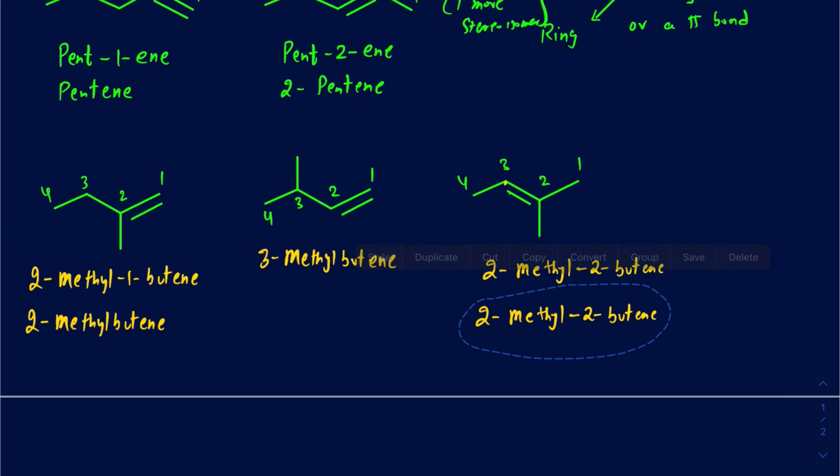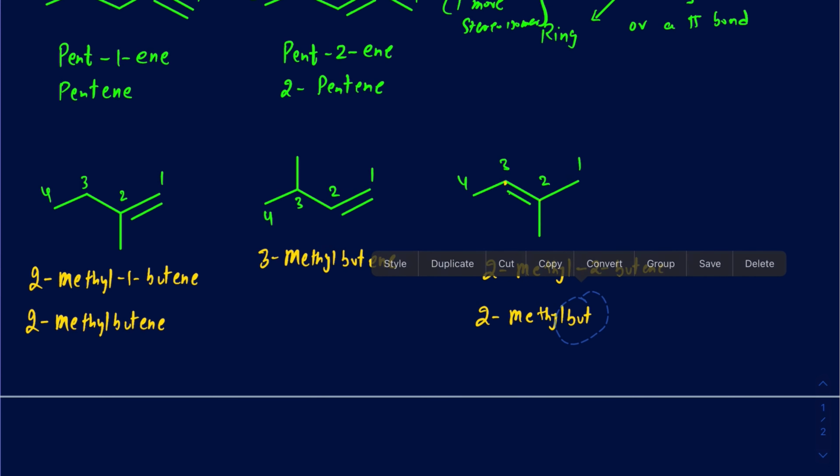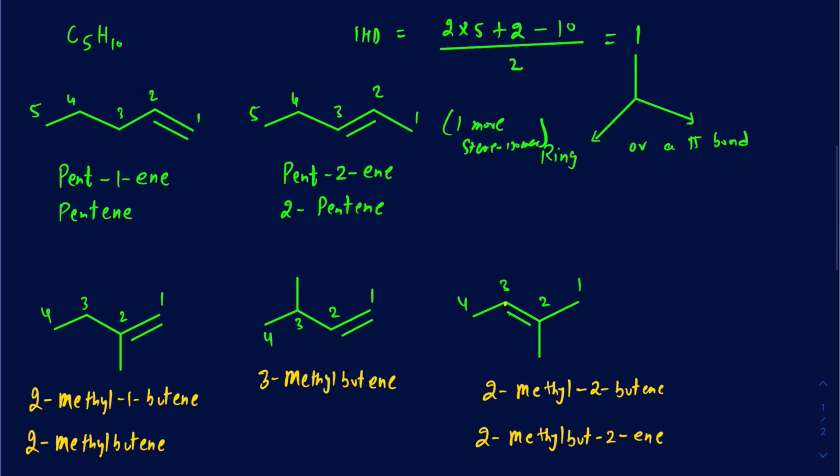You have to specify the position of the double bond now. It's at the second carbon. And you can also call it like this: you call the but first, and then you specify the location, so that would be 2, and then it would be an ene. So those are the possible ways I can think of where your double bond can be placed.